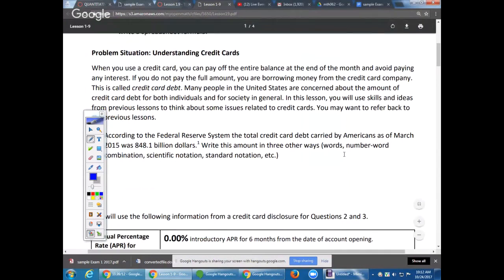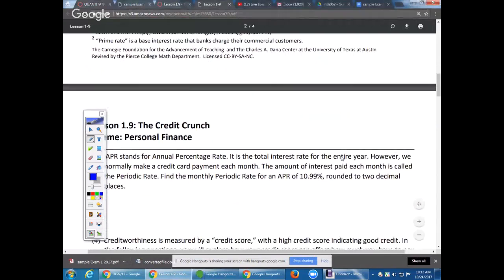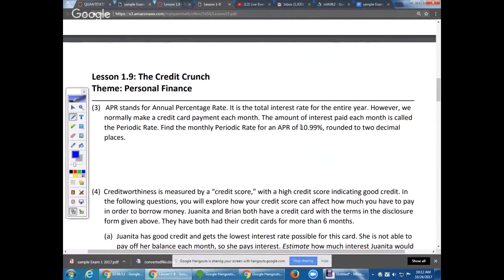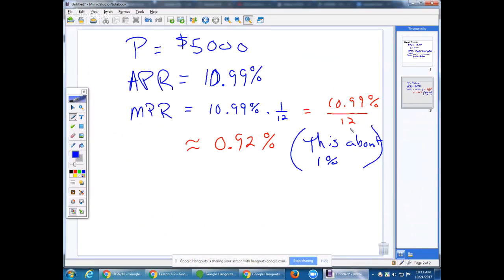There we go. Okay. So we were just playing around with number 3 here, and we were asked to take that 10.99% and turn it into a monthly rate. So we divided by 12. And that gave us the 0.92 to 2 decimal places. Now that's 2 places of a percentage. So this right here is to the nearest hundredth of a percent. Okay, the 9 is the 10th of a percent.